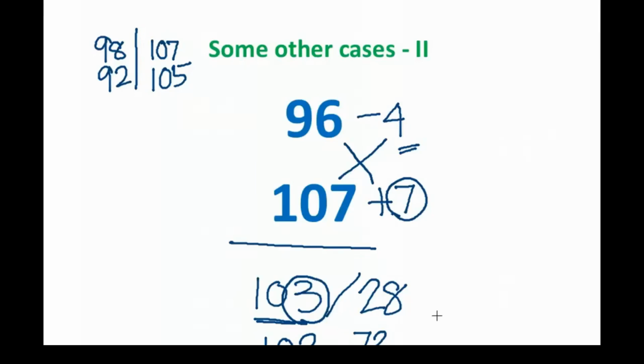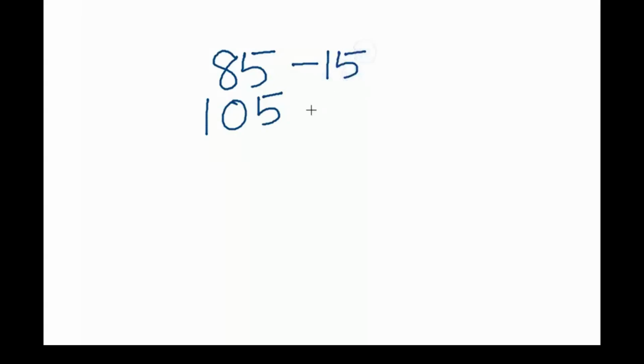We can try out one more example with this as well to check how this is working out. So I will just take one more example here. Let's say we want to multiply 85 and 105. One number is less than 100 and the other number is more than 100. 85 is 15 less than 100 and 105 is 5 more than 100.